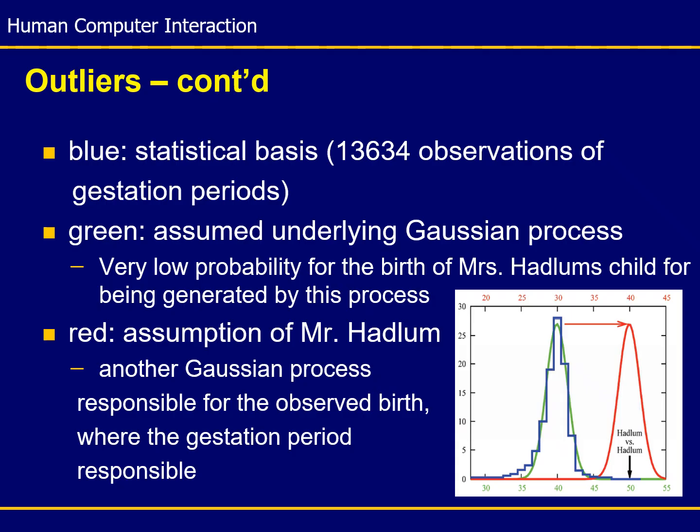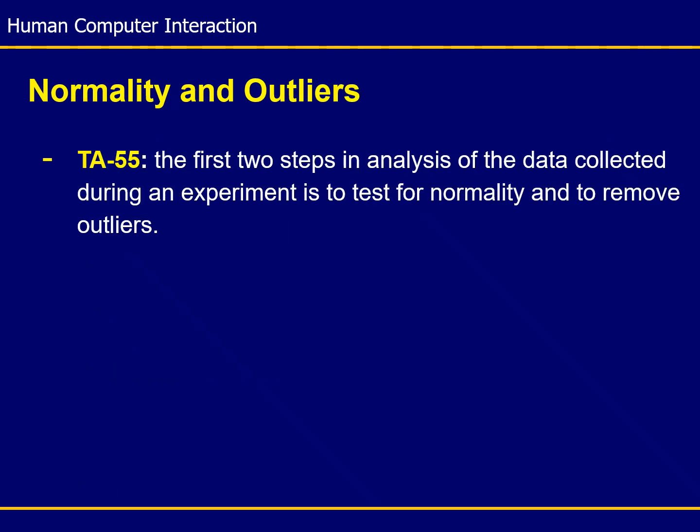And you can entertain yourself with the same content here, except this is a slightly better graph from another textbook. The takeaway is that the first two steps in analysis of the data collected during an experiment is to test for normality and to remove outliers.